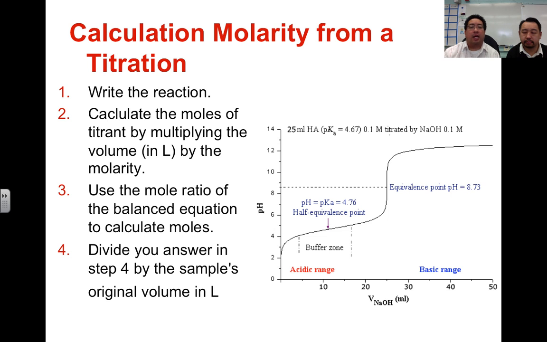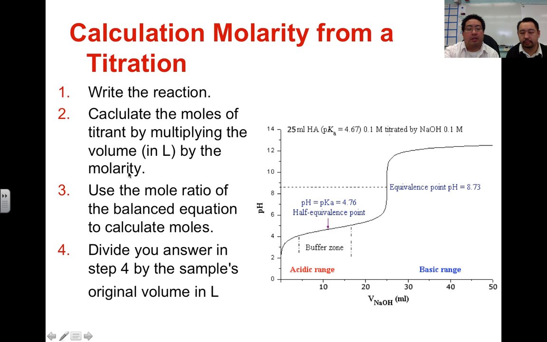Okay. So how do we calculate molarity from a titration? Well, what we do is we write out the reaction, then we calculate the moles of titrant. That would be, in the previous example, our moles of sodium hydroxide that were used. It could be base or it could be acid. It could be either depending upon the way the question's written.